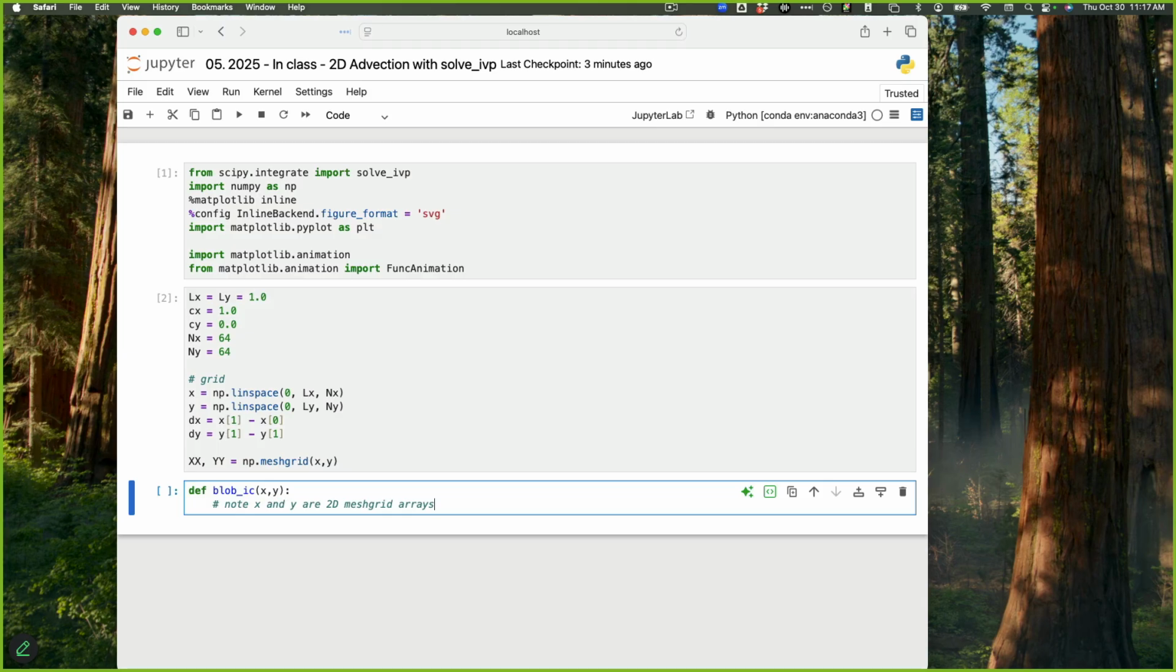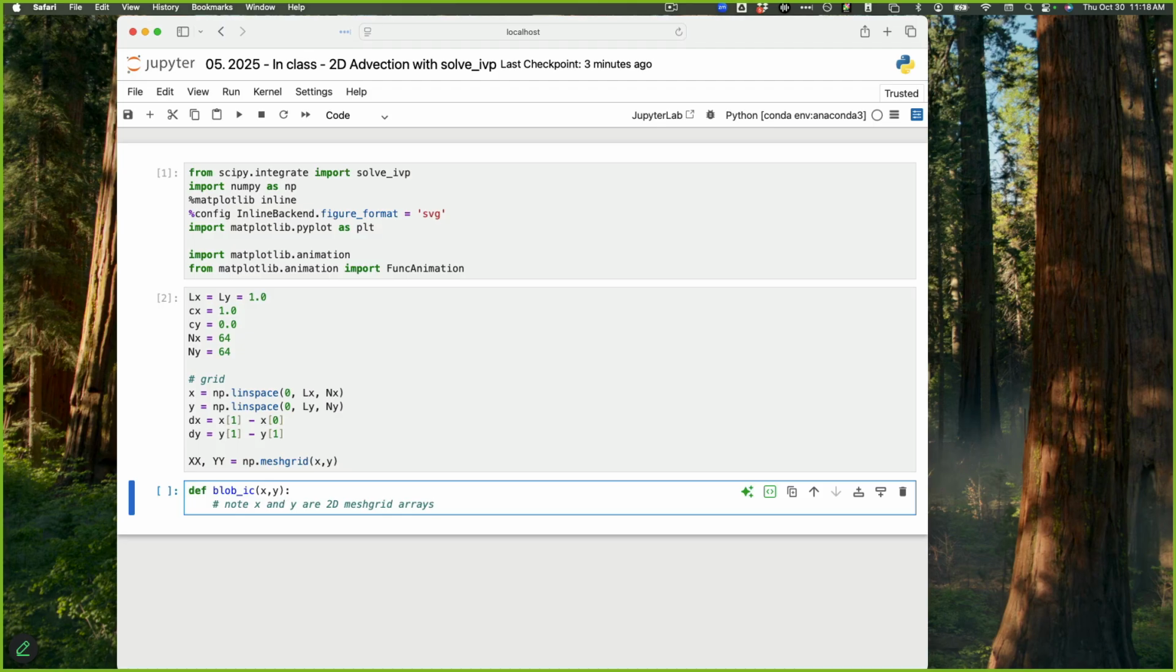How about if I take a disk? What's the equation of a disk? I want to draw a circle in the middle of the domain, and I want to fill it with value equal 1, and outside it value equal 0. So what's the equation of a circle?